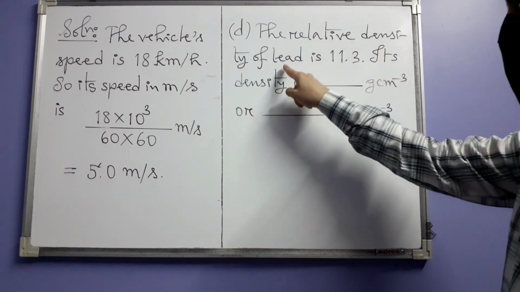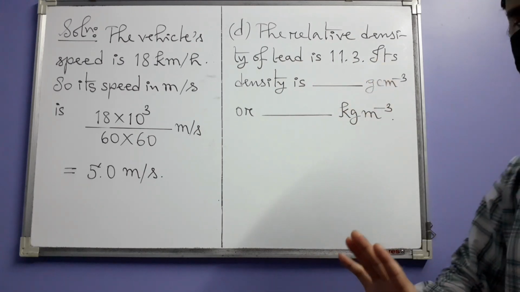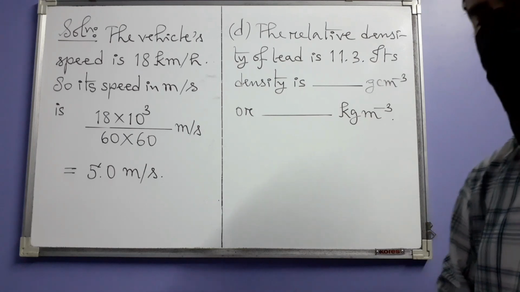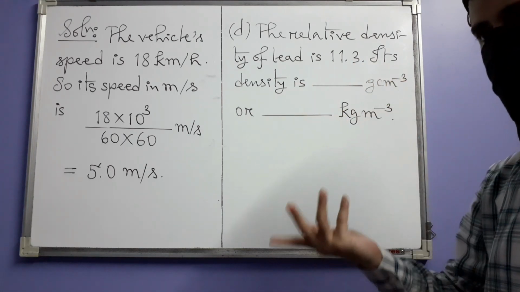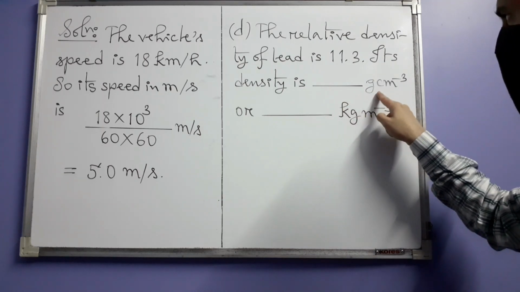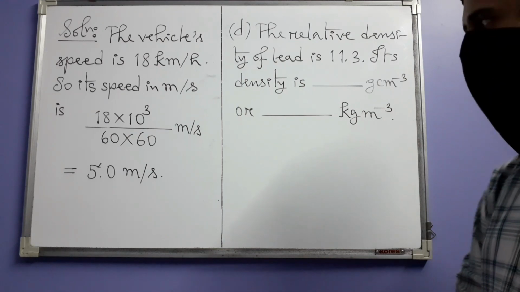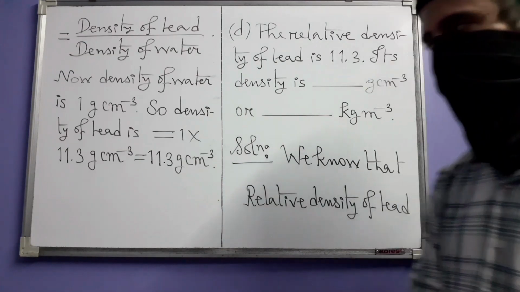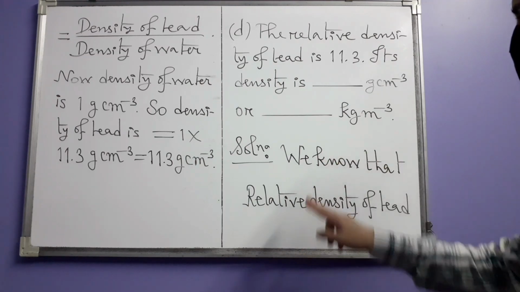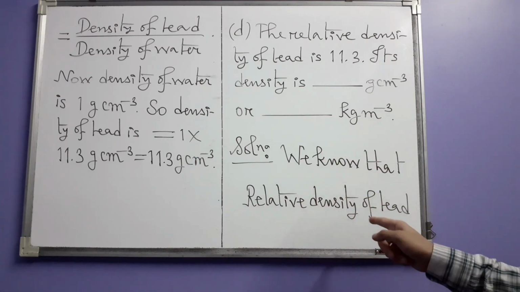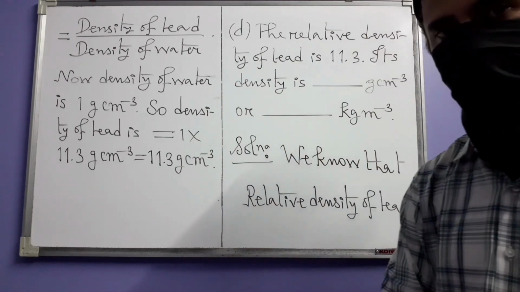The relative density of lead is 11.3. There is no unit. Relative density is a dimensionless quantity. Its density, that means the actual density of lead, is dash gram per cubic centimeter or dash kilogram per cubic meter. So this is what we know about the quantity relative density. We know that relative density of lead equals density of lead divided by density of water.